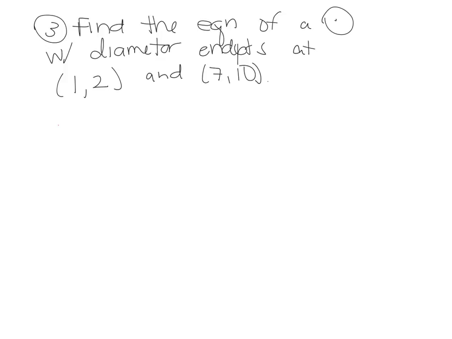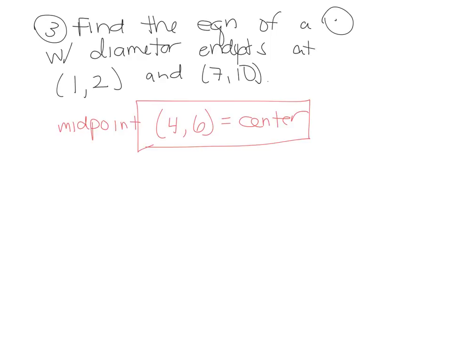Okay, first thing we should find is the midpoint. Remember, midpoint is add up the x's, divide by 2, add up the y's, divide by 2. Therefore, 1 plus 7 is 8, divided by 2 is 4. 2 plus 10 is 12, divided by 2 is 6. And our midpoint, or our center, is (4, 6). Now, it's the exact same as the last problem.